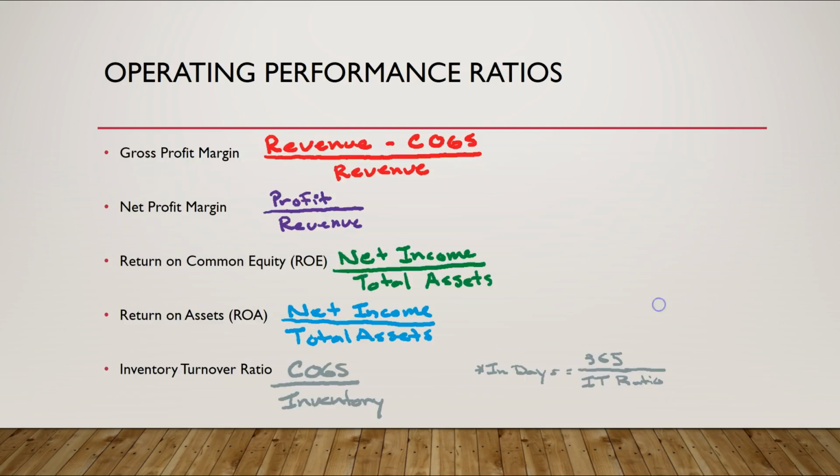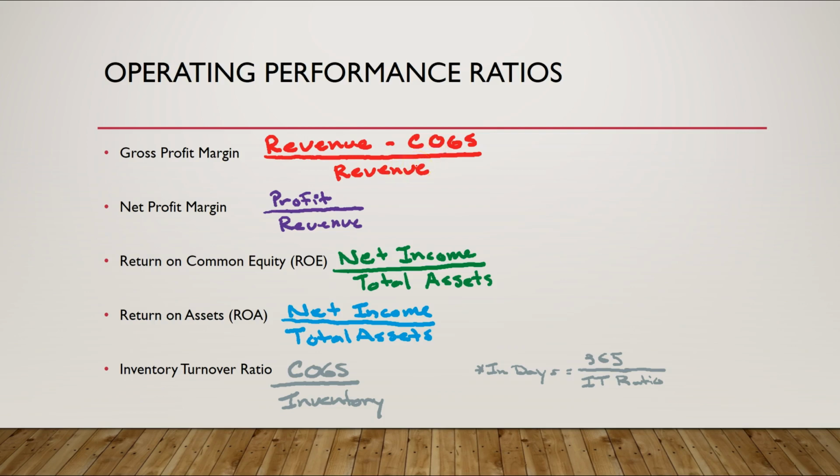So let's look at five different ratios I have here. And again, there are more ratios in terms of operating performance ratios, but we'll look at these five and digest these five. The first one I have here is the gross profit margin. You can see the equation looks like the revenue minus the cost of goods sold over the revenue.